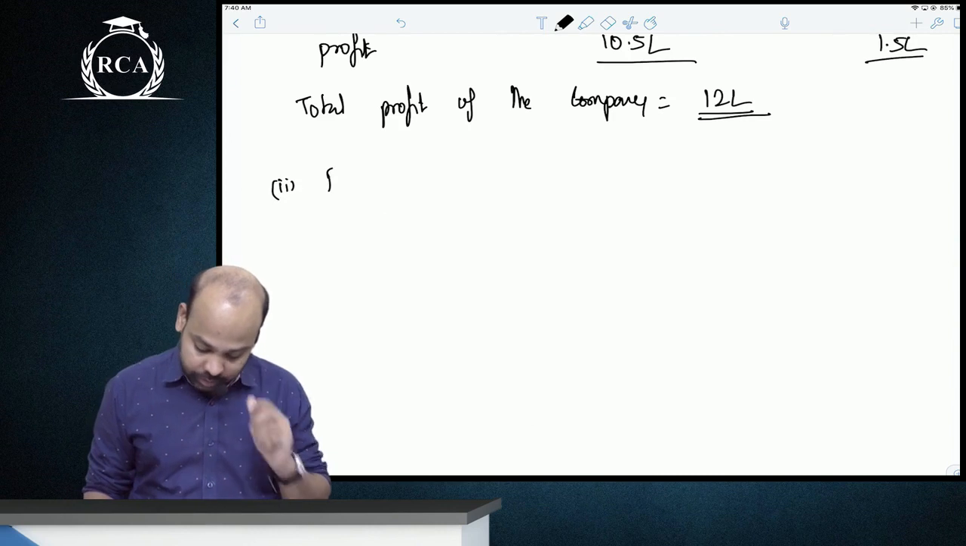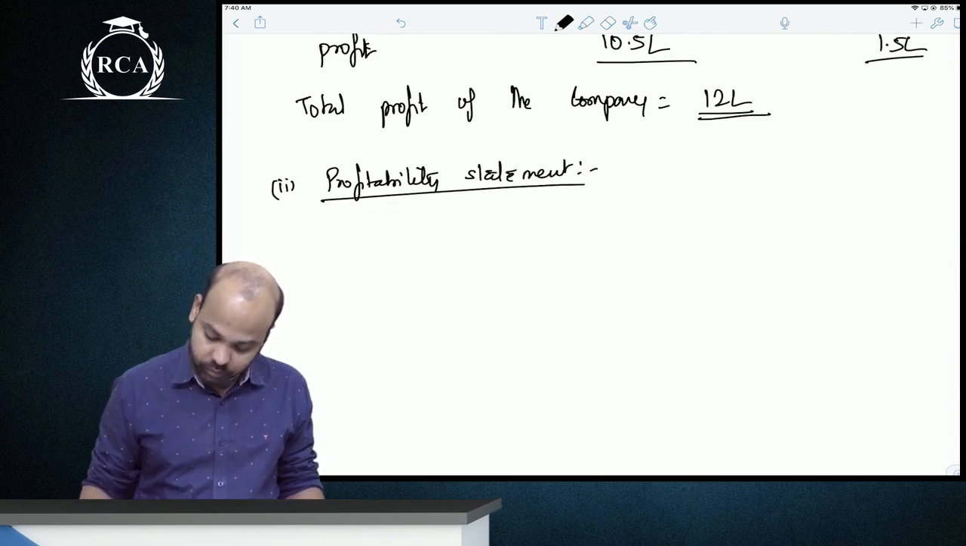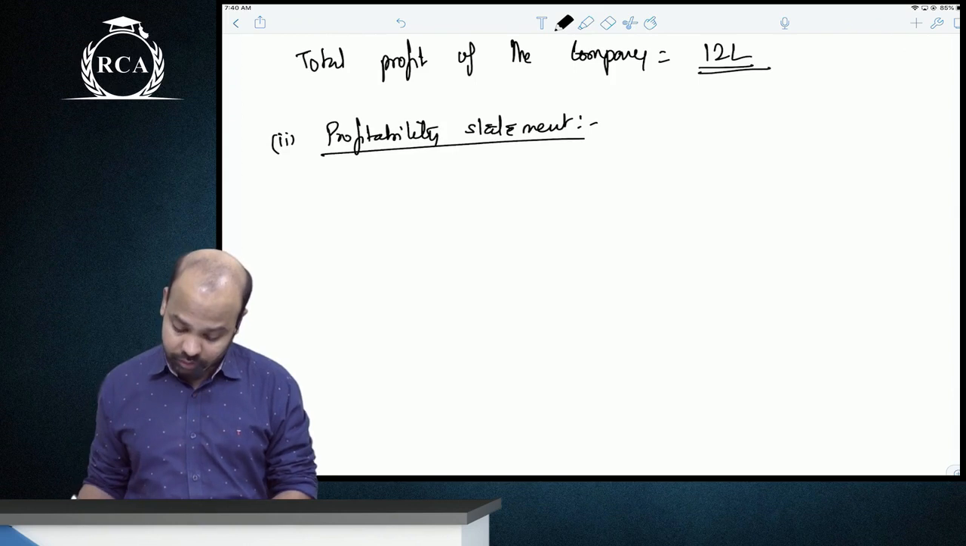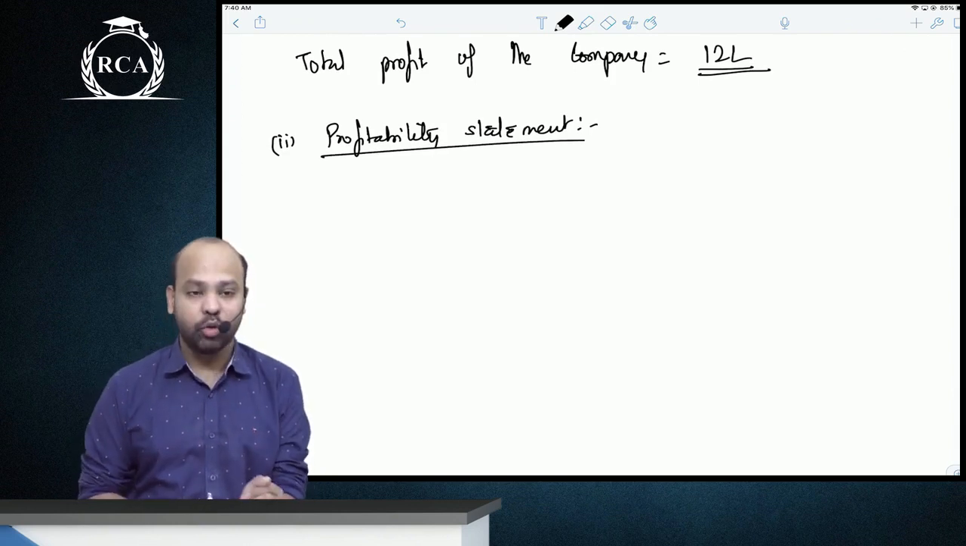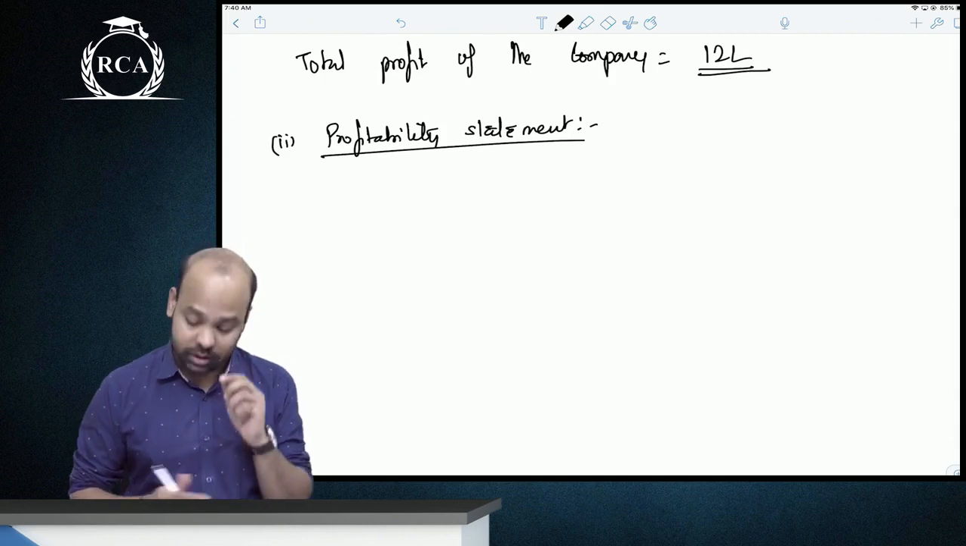So guys, profitability statement if internal transfers are at variable cost. If internal transfers are at variable cost, guys, and we know better, if you transfer at variable cost, the other division better would sell 15,000 units and not just 10,000 units.